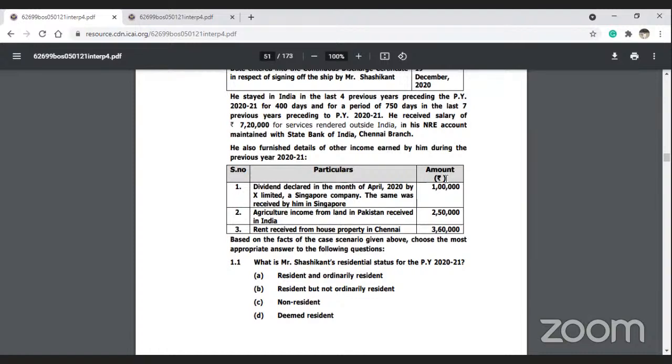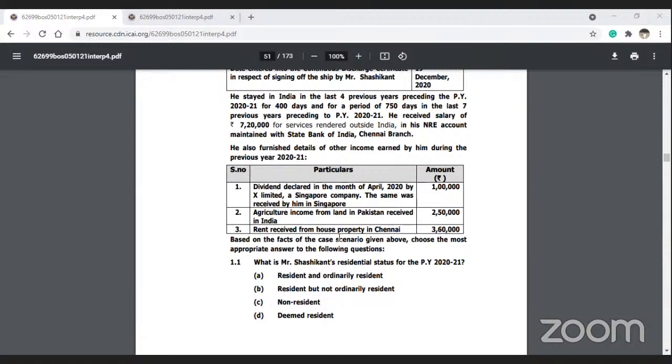Any other answers? Am I audible? Yes, yes. The income received or deemed to be received in India in the previous year, and income which accrues or arises or is deemed to accrue or arise in India during the previous year. Only in these two cases, and there is not an and condition. But this hasn't arisen in India, right?